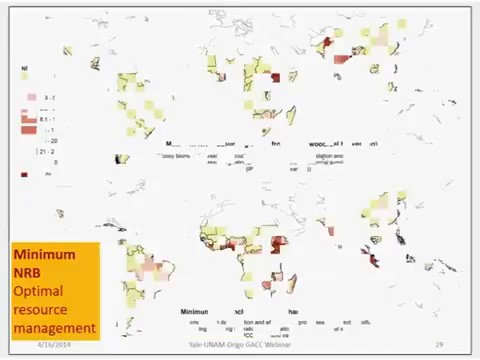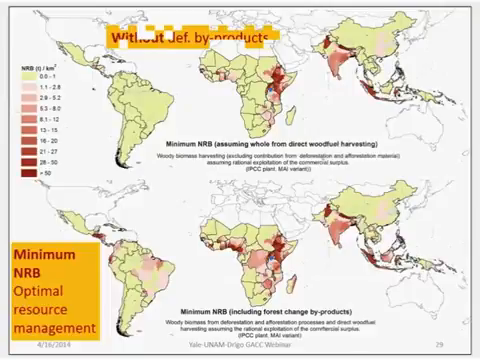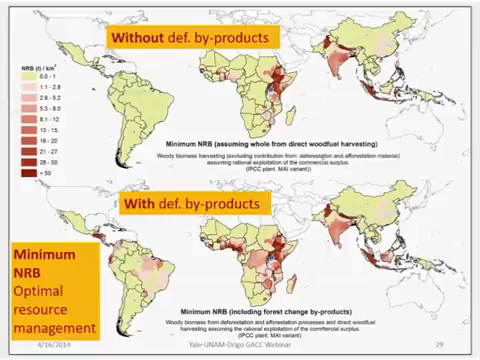Here we see the distribution of this amount. Here again, we are assuming the minimum non-renewable biomass, that means through optimal resource management. On top, we have it without the consideration of the deforestation byproducts, and the bottom is with deforestation byproducts. The difference is that with the second, with the inclusion of deforestation byproducts, since any amount of deforestation byproducts used is considered non-renewable, we have a darker area. We have a higher fraction of non-renewable biomass, but still relatively moderate because we are assuming a very optimal management.